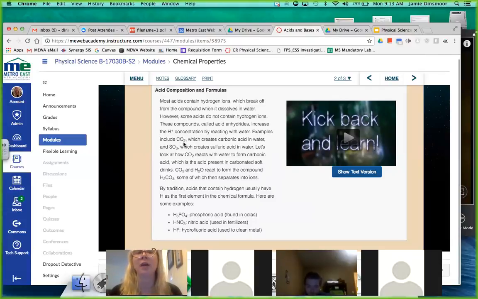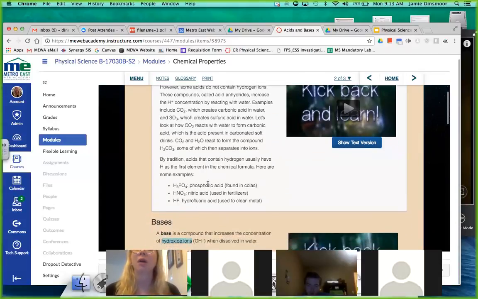Carbon dioxide and sulfur oxide, I believe is how you say that one. They create carbonic acid and sulfuric acid in water, right? But they don't have an H in their formula. So it doesn't have to have an H to be an acid. So here are some pretty commonly used or found acids here.